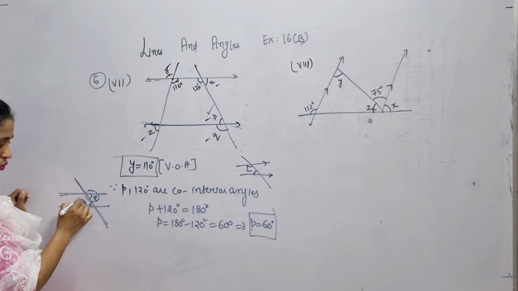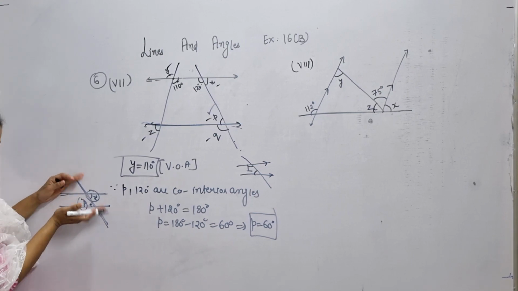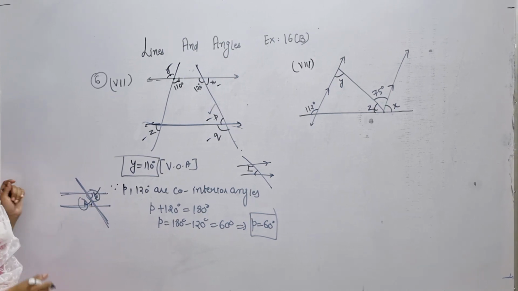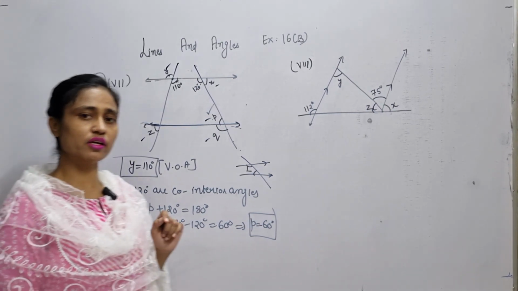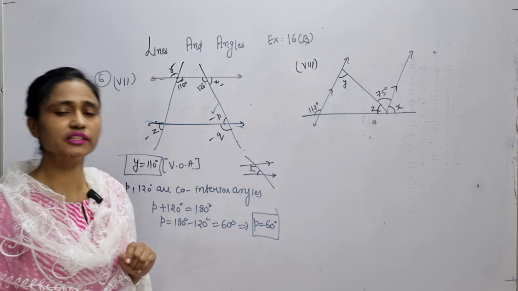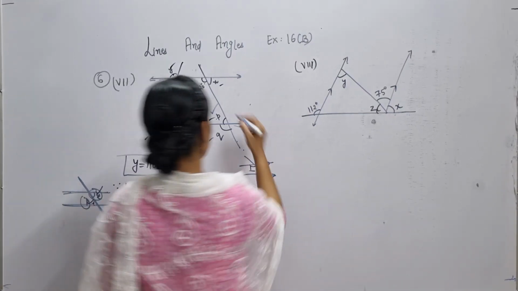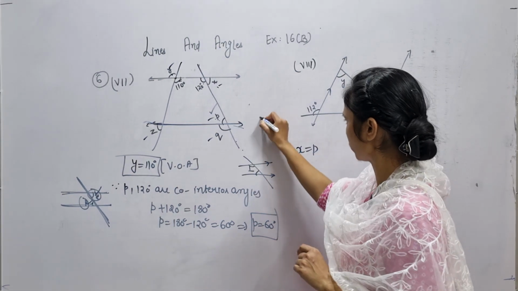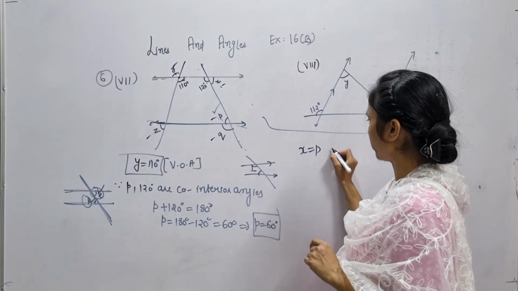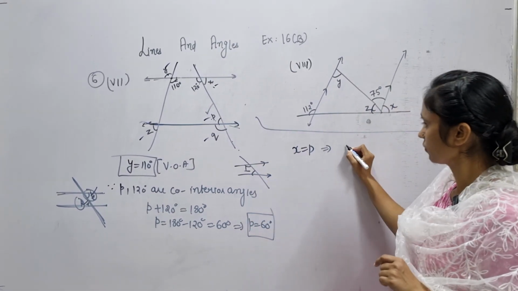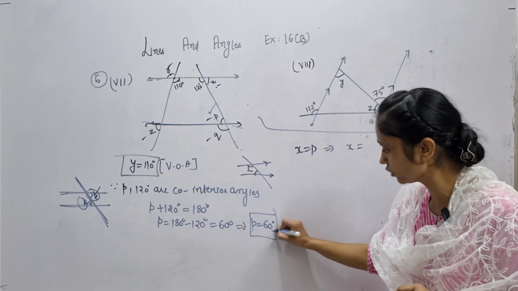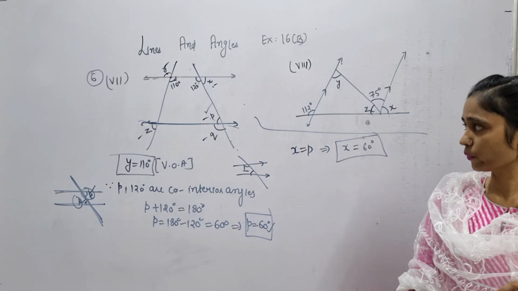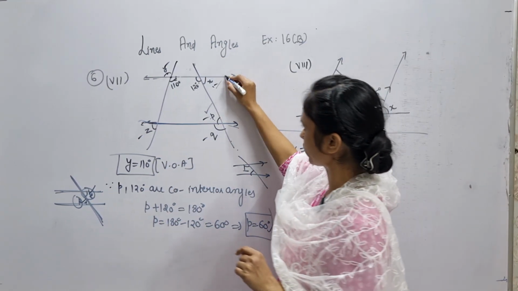Okay, so these two angles are within the parallel lines and on the opposite side of transversal line. Means these two angles are alternate interior angles. Means X will be equal to P. X is equal to P for this sum. Okay, X is equal to P. That means X is equal to P we have calculated as 60 degree. Okay, so this is also done.